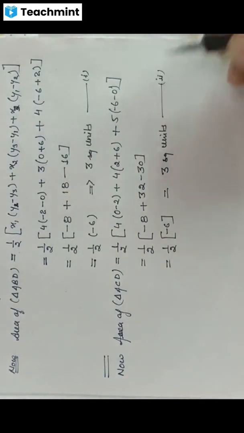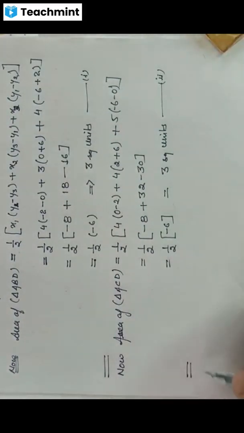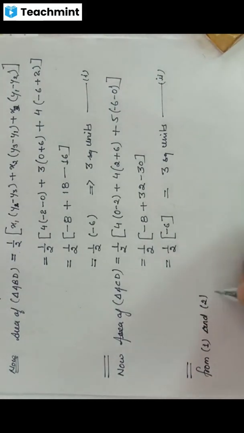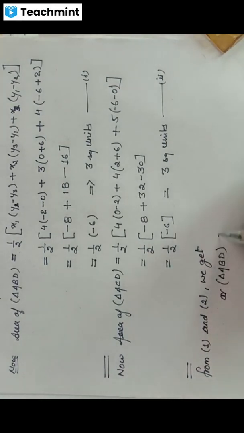Now you can see from the first and the second, we get that the area of triangle ABD is equal to the area of triangle ACD. Now the areas of both triangles are equal.